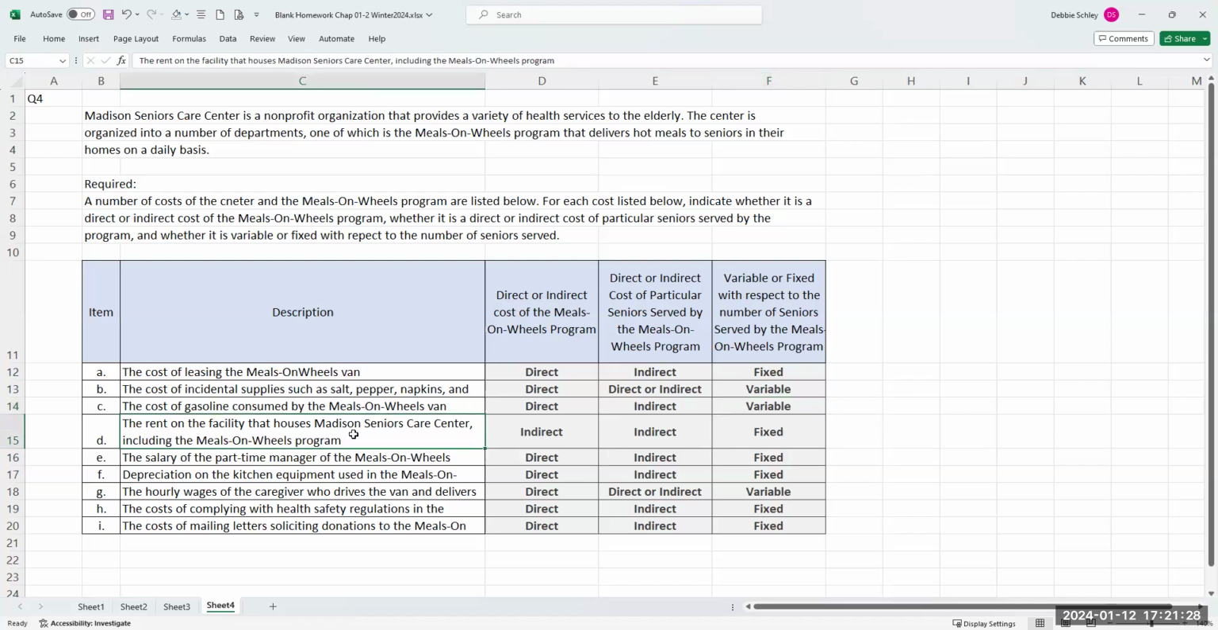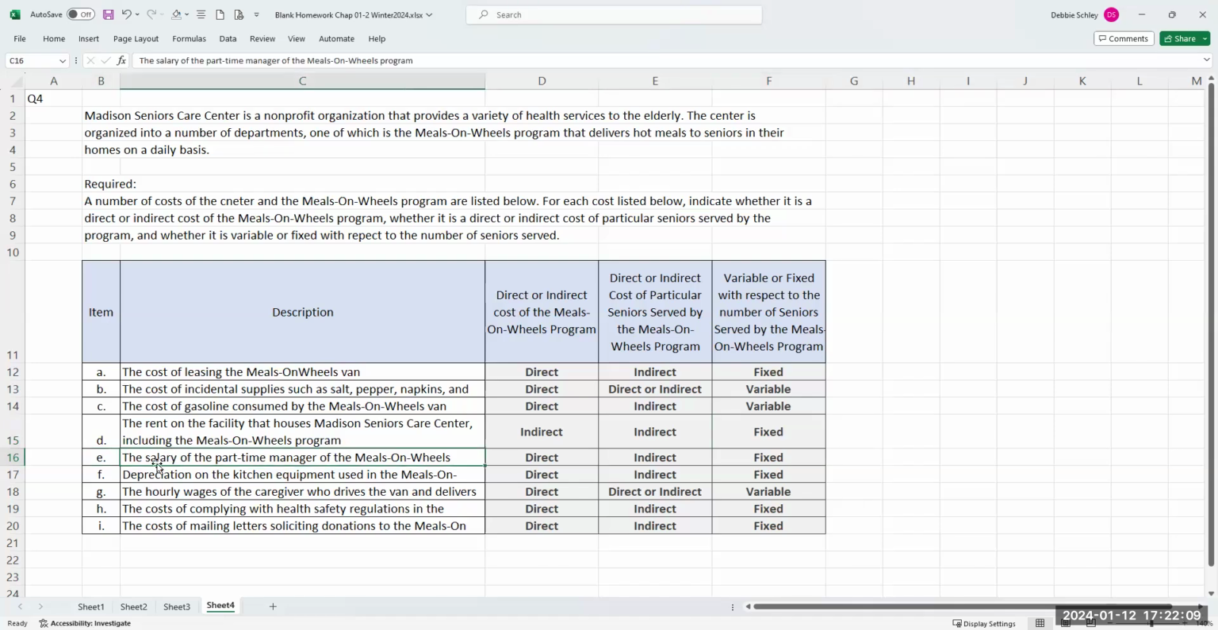D, the rent on the facility that houses Madison Seniors Care Center, including the Meals on Wheels program. So this is a whole building where the Meals on Wheels program is just a part of it. So that is why this cost is indirect for the whole program, obviously indirect for each senior, because if it's not direct to the program, it can't be direct to an individual using the program. And then it is fixed because it is rent. If you think about rent from month to month, it stays the same no matter how many meals they produce and sell out of that building. Rent doesn't change. It is fixed.